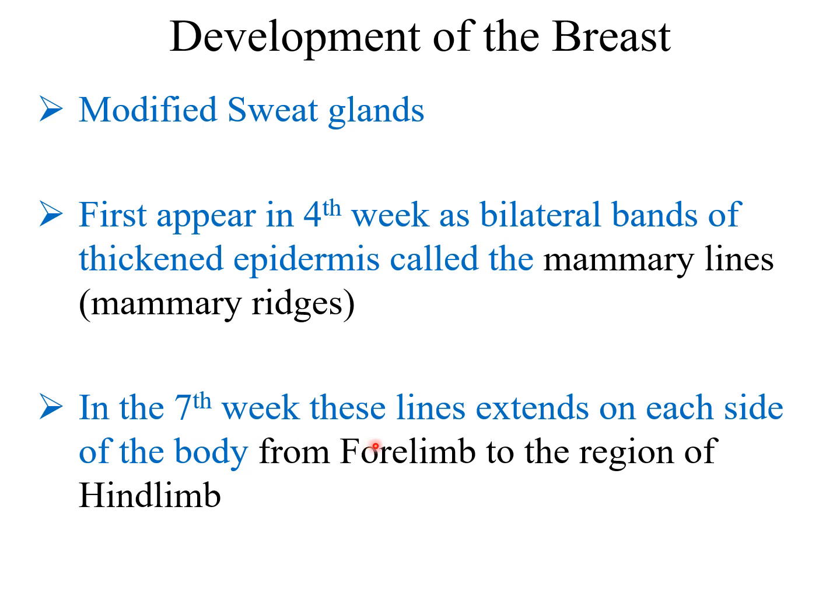In the seventh week, these lines extend on each side of the body from the forelimb, that is the upper limb, to the region of the hind limb, that is the lower limb. In the seventh week, extension takes place from upper limb to lower limb.